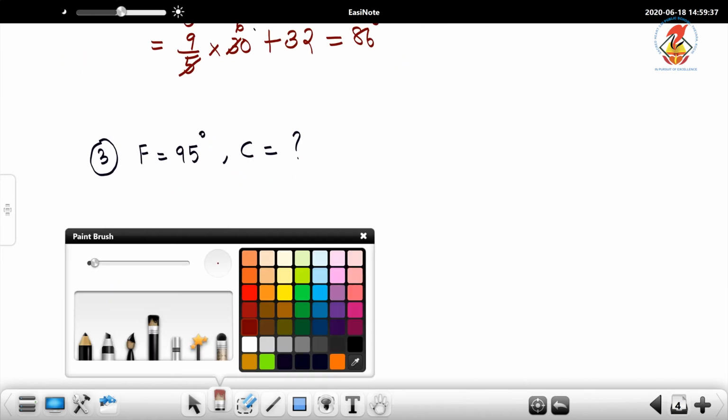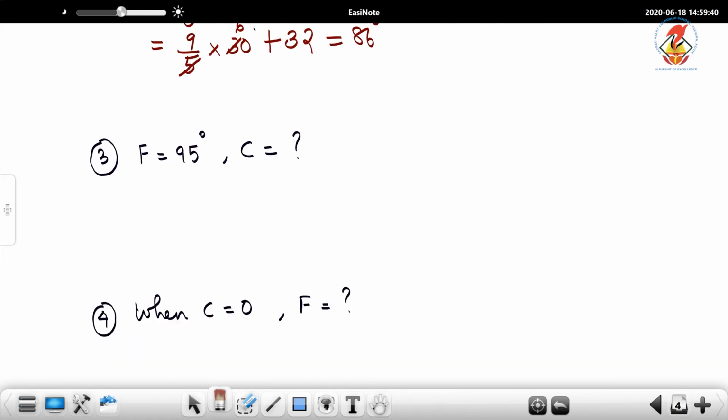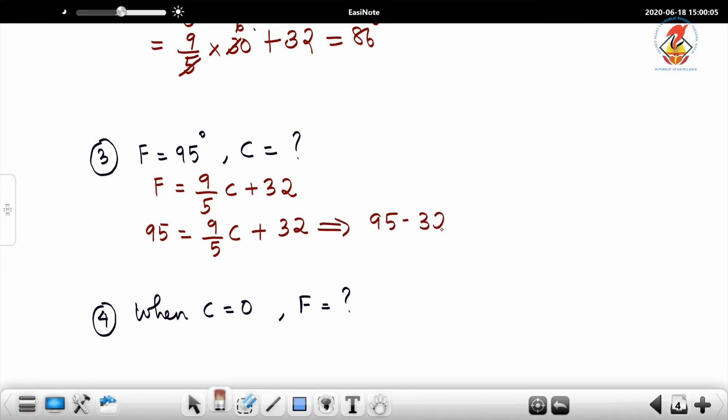Third subdivision. If F is equal to 95, that means if Fahrenheit is given as 95 degrees, what will be the equivalent in Celsius? Again, write the formula. What is the formula? F is equal to 9 by 5 C plus 32. F is given, 95 is equal to 9 by 5 C plus 32. Then bring the 32 to the other side. 95 minus 32 is equal to 9 by 5 C. From this, simplify and you will get the value of C as 35 degrees.